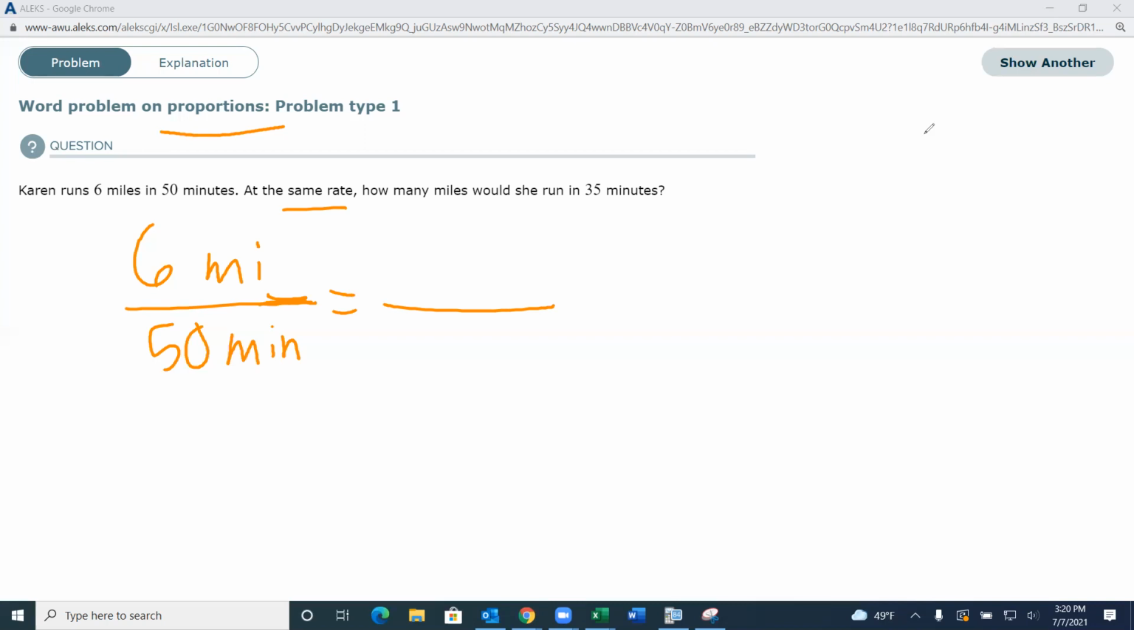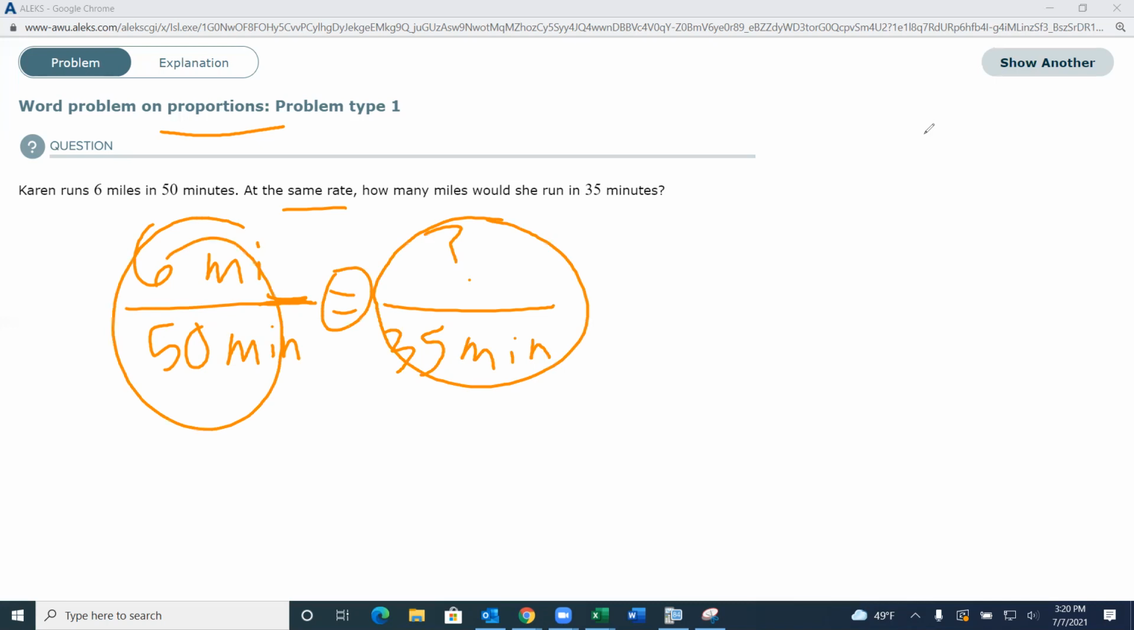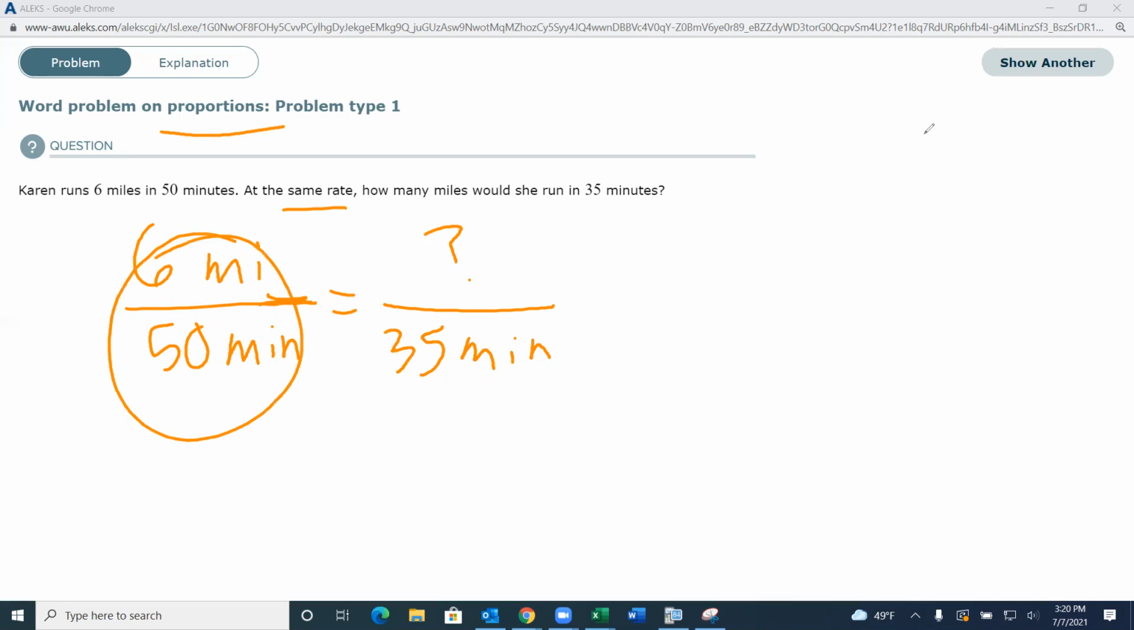So the question is, do the 35 minutes go on the top or the bottom over here? Because on this fraction our minutes is on the bottom, it'll be on the bottom on the second fraction. The question is, how many miles will that be, if this is equal to what she was doing before? Because this ratio right here basically tells us how many miles per minute she was doing, and we just want to be consistent with that.